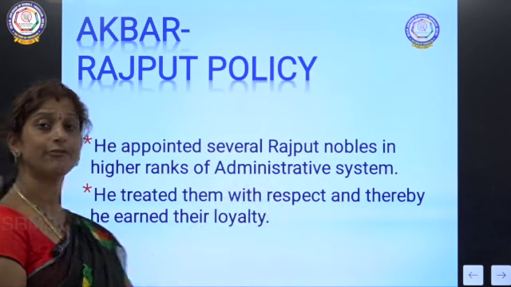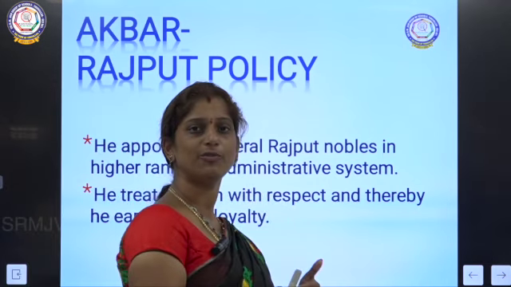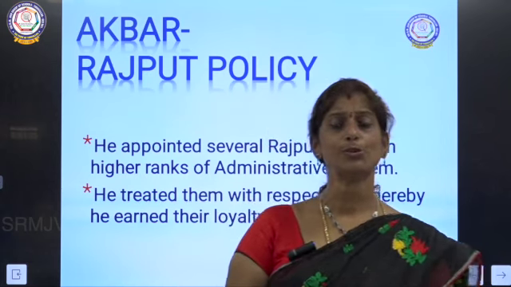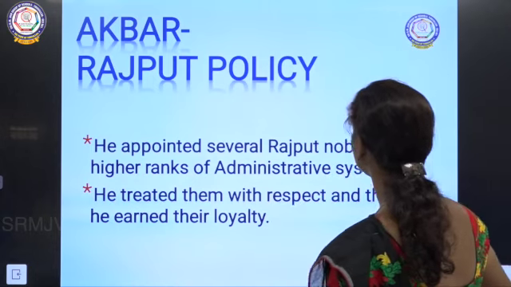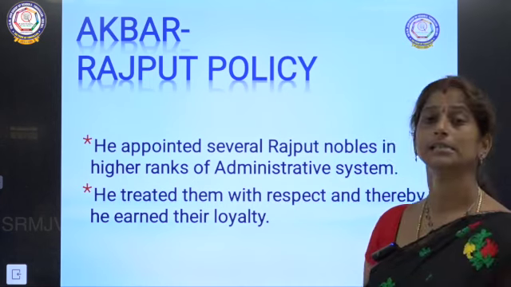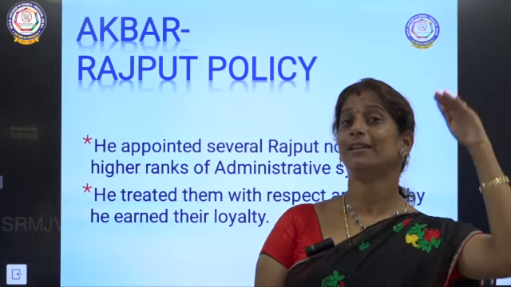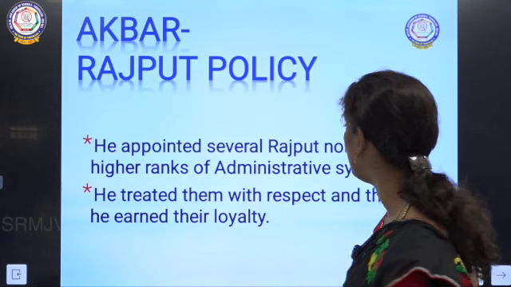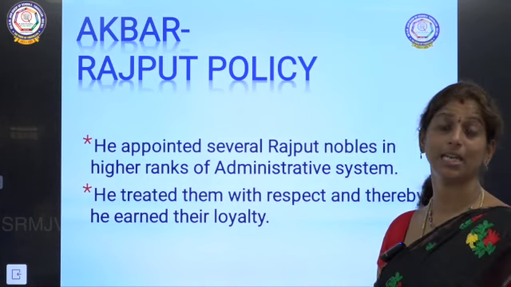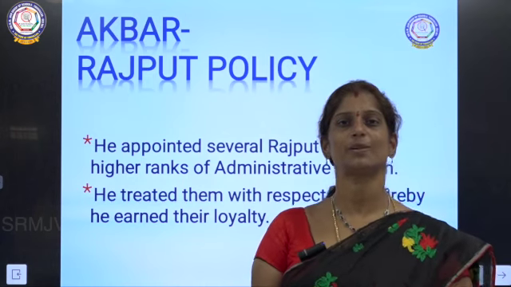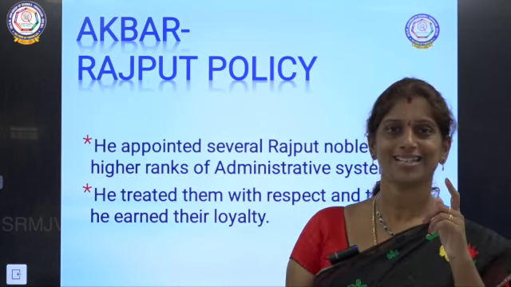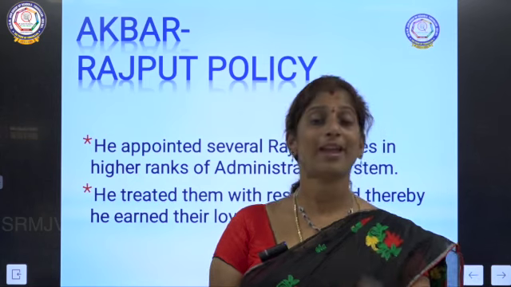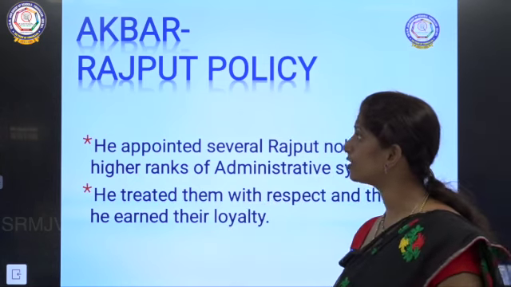And then he appointed several Rajputs. See, he wanted to maintain the same relationship with them because they were very much strong enough to help Akbar in holding many places, right? So what he did, he appointed several Rajput nobles in higher ranks of the administrative system. So many ministers he appointed from these Rajput people, and then he treated them with respect, and thereby he earned their loyalty. What is meant by loyalty? They all believed in Akbar that yes, he is doing something good for us, so we should be loyal to him, we should be truthful to him. So that is how he maintained a very good relationship with his Rajput people.